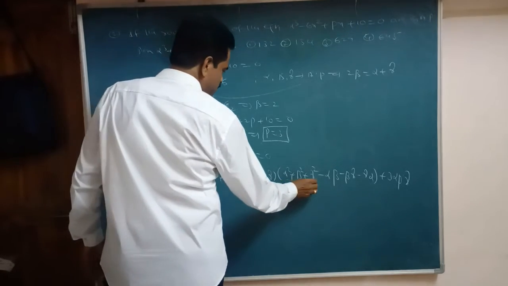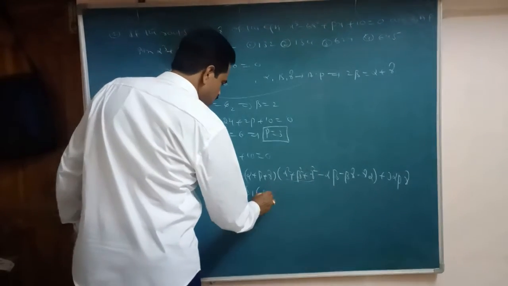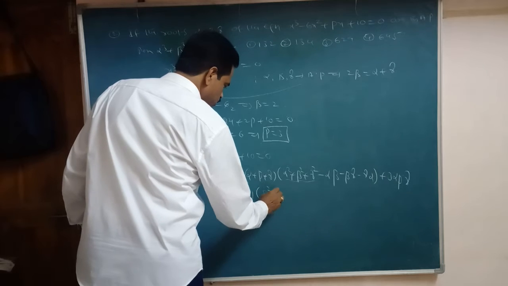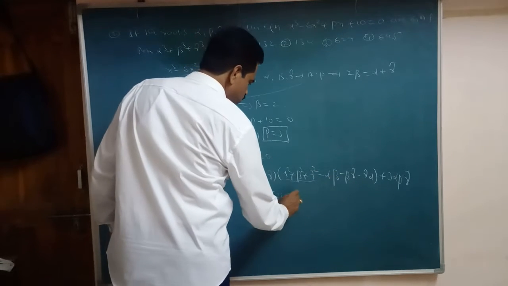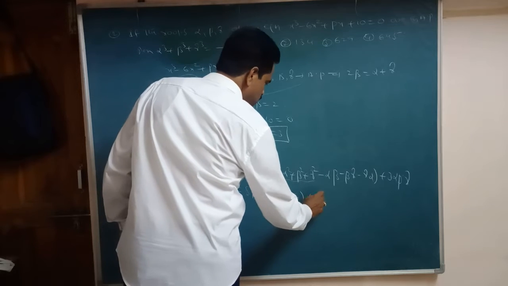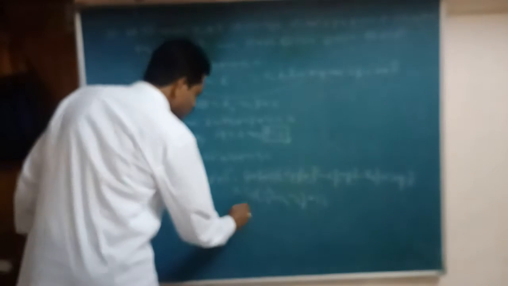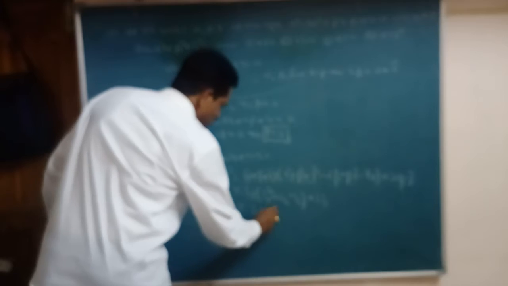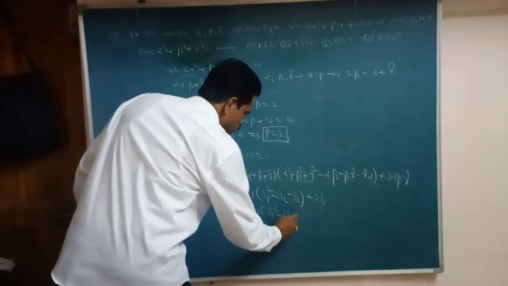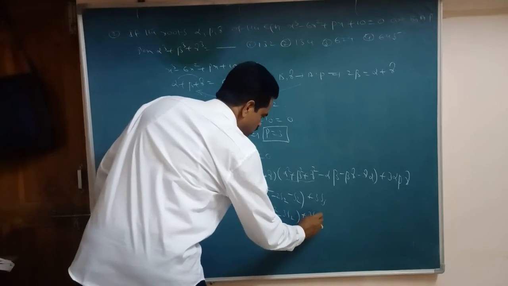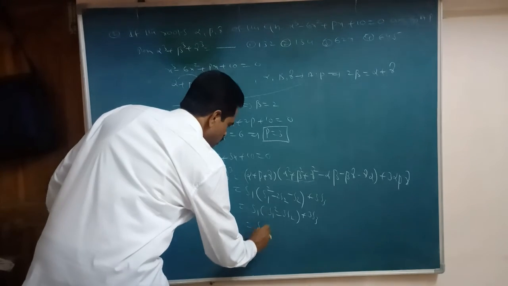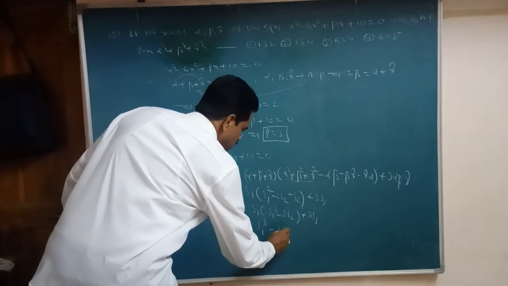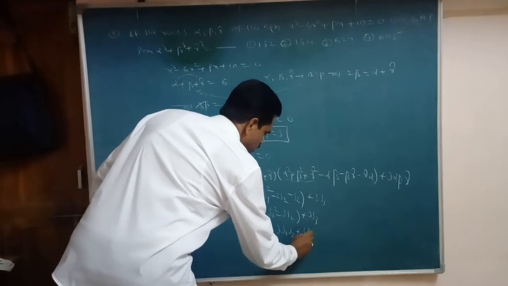Here alpha square plus beta square plus gamma square is S1 square minus 2S2. Minus 2S2. It is minus common here, it is also S2. So plus 3S3. So that equals S1 into S1 square minus 3S2 plus 3S3. So that equals S1 into S1 cube minus 3 S1 S2 plus 3S3.